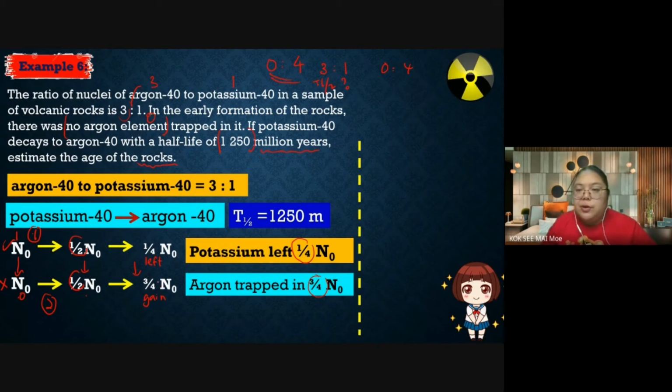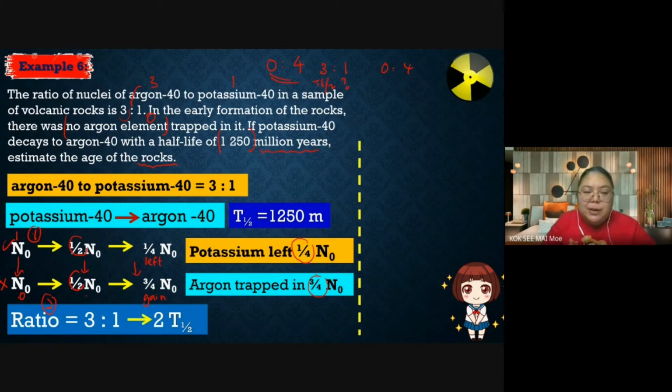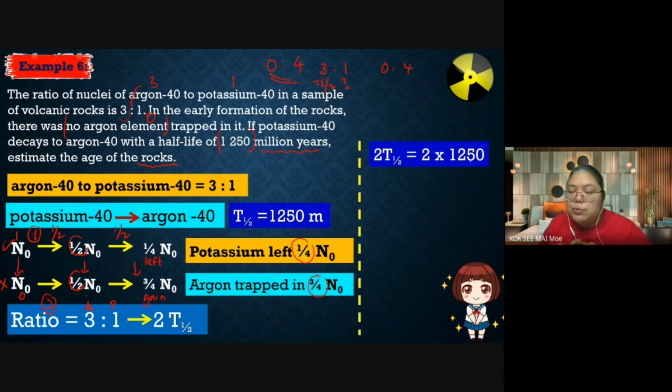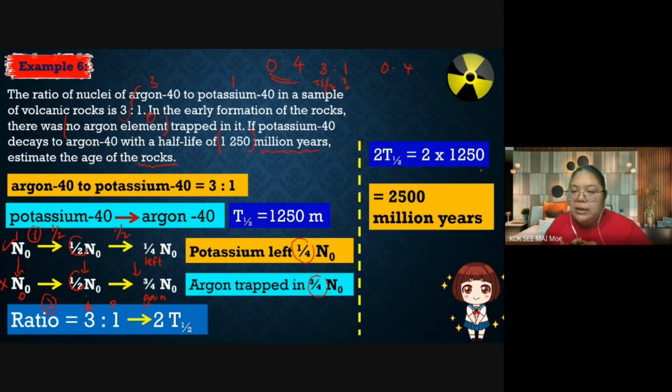Okay, so from here we continue to show. The ratio now becomes 3 to 1, 3 for the argon, 1 for the potassium. So how many half-lives to become like this? Look at the potassium: first half-life, second half-life. By the second half-life, you have already given the argon 3 over 4. So the whole process only takes 2 half-lives. Understand? So the calculation is 2 multiplied by 1,250, which finally takes 2,500 million years.